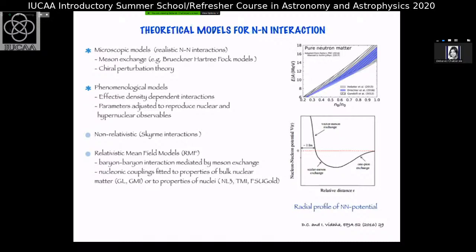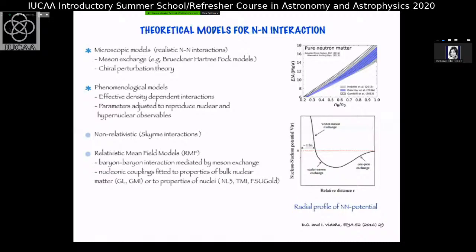On the other hand, relativistic mean field models, the relativistic phenomenological models, have had some success in reproducing these empirical quantities. In such models, the interaction between the nucleons is mediated by mesons. And these couplings of nucleons are fitted to bulk nuclear properties or properties of nuclei.